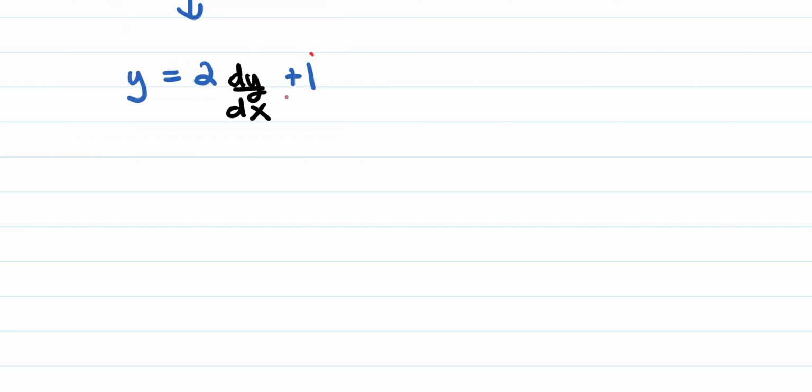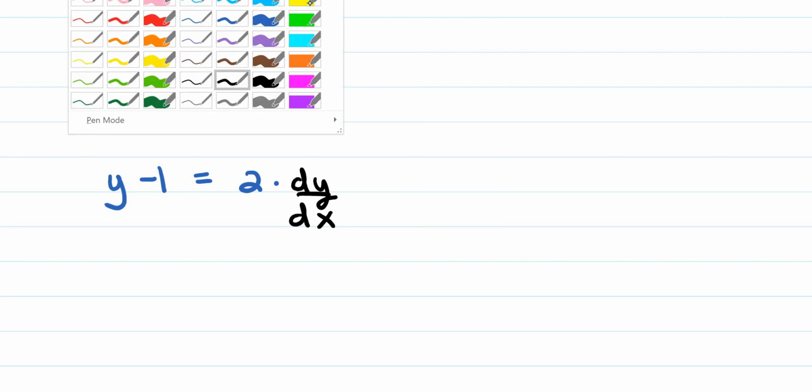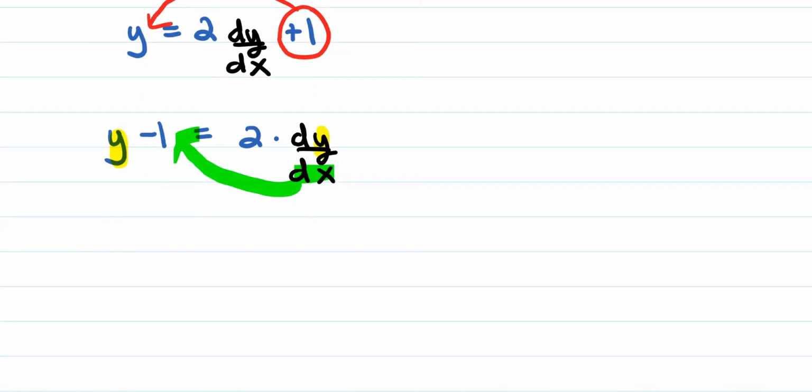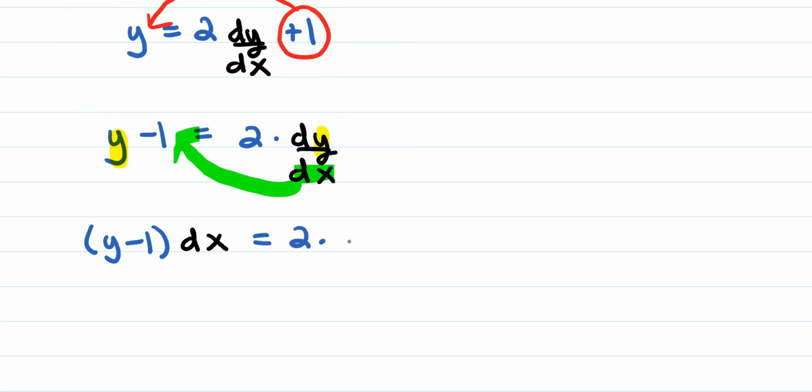I guess step 1 for me would be I would circle this positive 1 and move that to the left-hand side, and if I do that I get y minus 1 equals 2 times dy over dx. And the goal is I want to make sure that the y variables are on the same side of the equation here. So maybe what I'll do first is take this dx and move that to the left-hand side. And if I do that, I get bracket y minus 1 times dx, and that's going to equal 2 times dy.